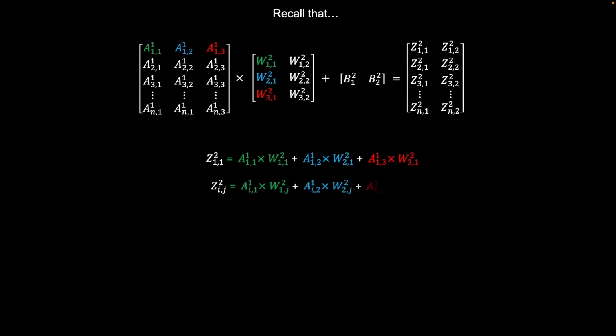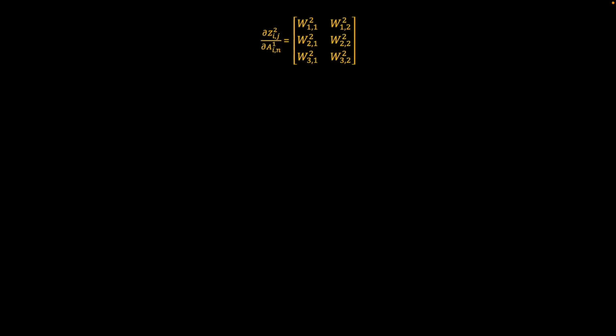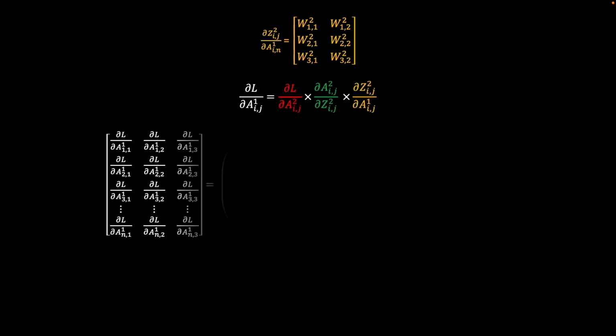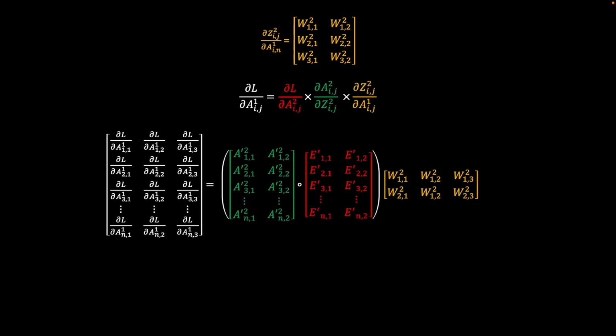Writing this as a linear equation, we can conclude that the derivative of Z2 with respect to A1 is the coefficient of A1 in this equation, which is the second layer weights. So, the derivative of Z2 with respect to A1 are the weights of layer 2. Now, writing this out, we determine that we have to transpose this in order for matrix multiplication to be defined if we want to plug it into the equation. So, the derivative of the loss with respect to A1 is the element-wise product of A2 prime and E prime times the transposed weights of the second layer. This is a matrix of shape n and 3, which is the same shape as A1.